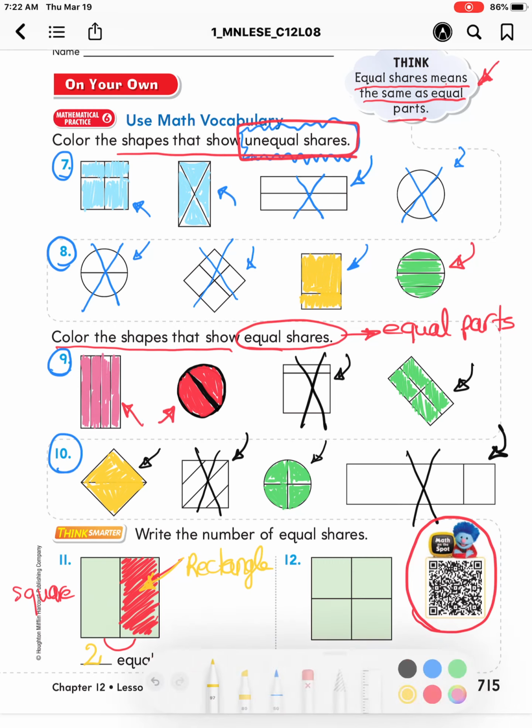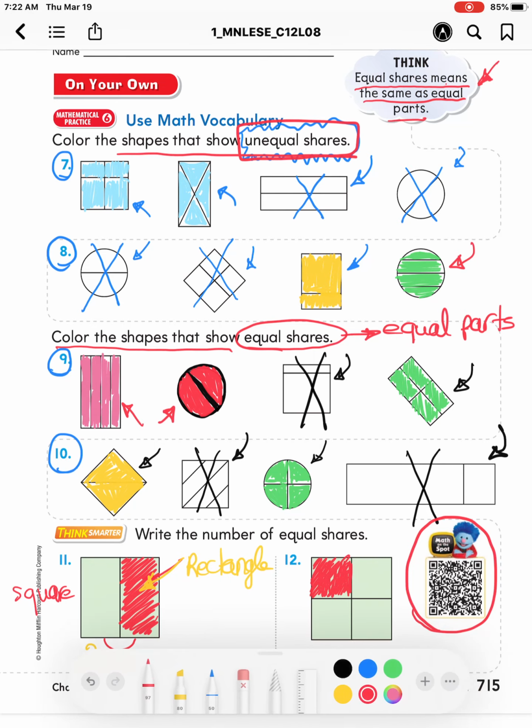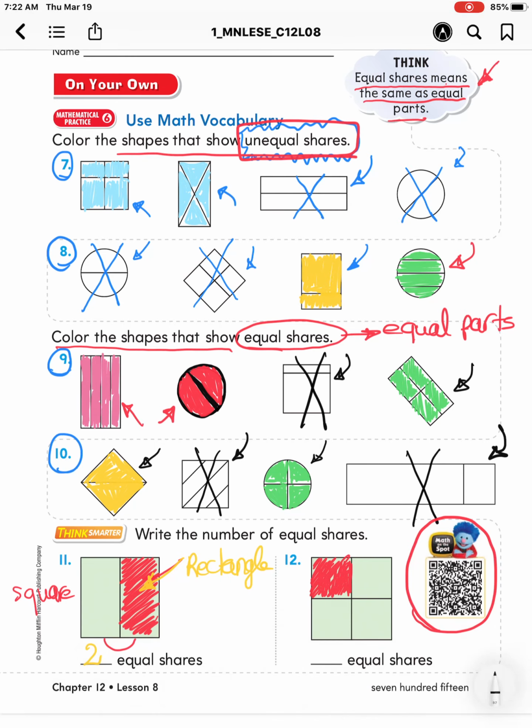Now what about the next one? In the next one here, you can see the square divided into 4 small squares. So here we have how many equal shares? Count with me. 1, 2, 3, and 4. So we have 4 equal shares. Amazing. Good job, boys and girls.